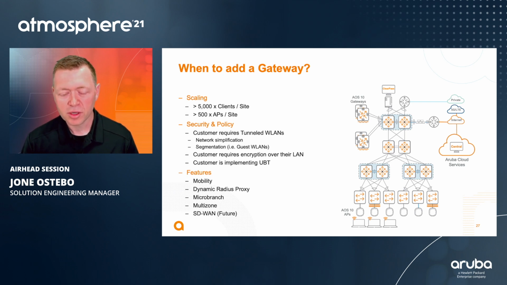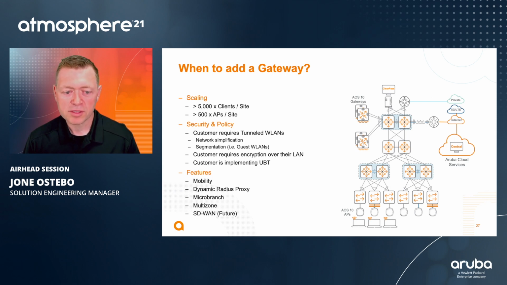If you're implementing user-based tunneling or dynamic segmentation, you should for sure add your gateway and use that for all of it, for simplicity of your network architecture. I also mentioned dynamic RADIUS proxy. That's a key element to this. You don't need to add the whole VLAN where all your APs are located. You're just adding the gateway as your RADIUS proxy, which is forwarding the request to your ClearPass or RADIUS server. So you only need to add 1 or 2 RADIUS devices to your RADIUS server. That's another simplicity of your network.